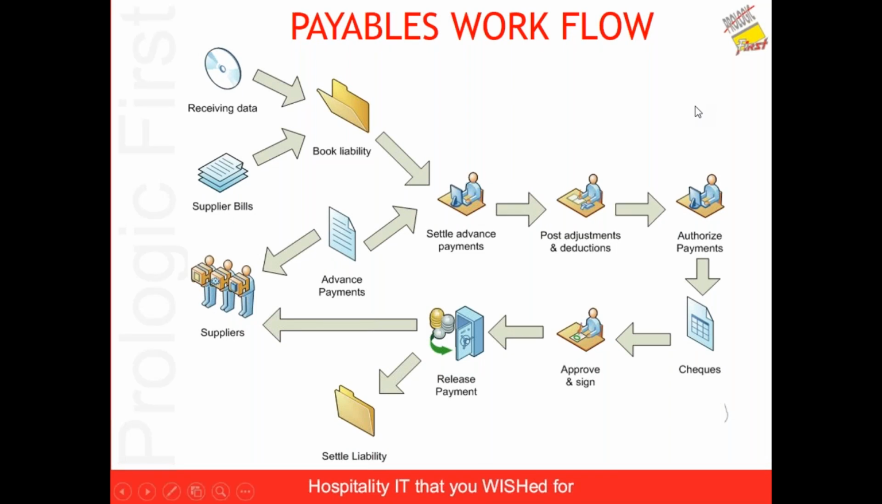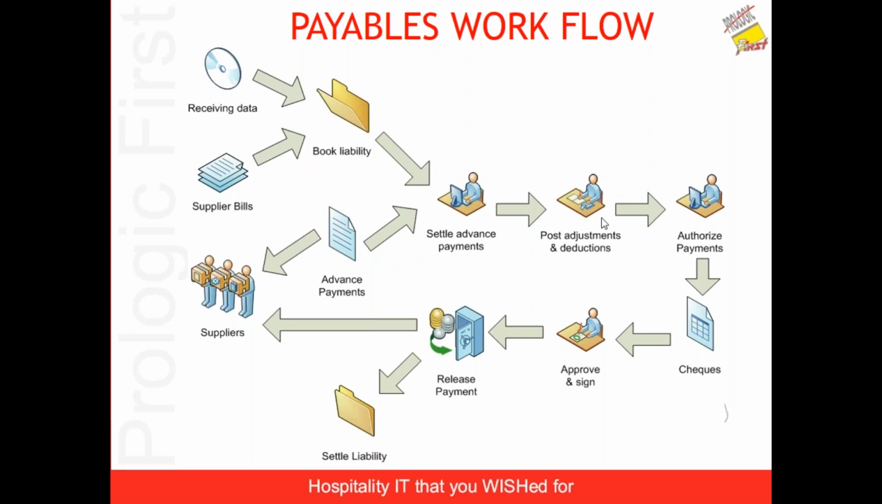Okay, so this is the payables workflow. It starts from receiving data. Receiving data is the confirm to AP button that we click, which means the information that is coming from the materials management, which means you have booked the liability. If we had made any advance payments to the supplier, advance payments can be recorded from the purchase order screen or from a screen in the payables module itself, direct advance. So you can settle the advance payments here.